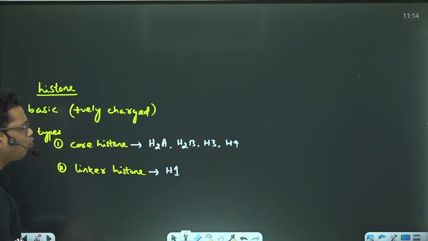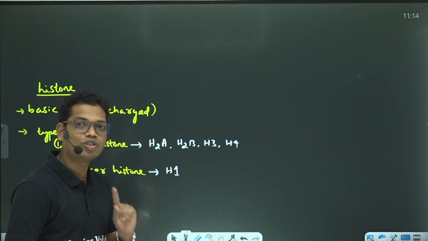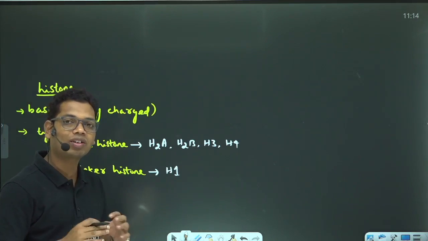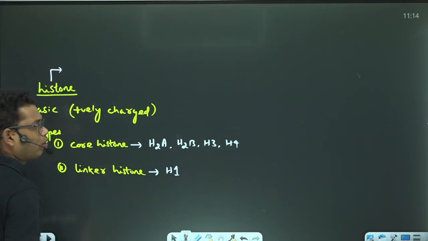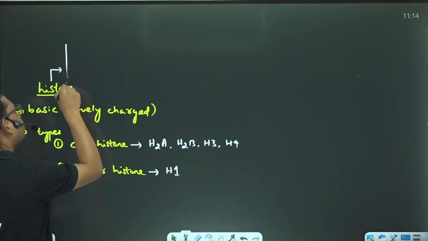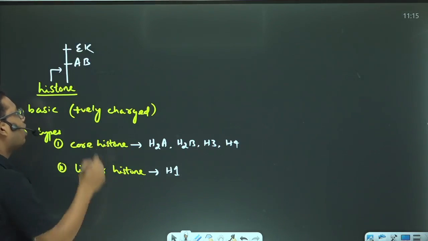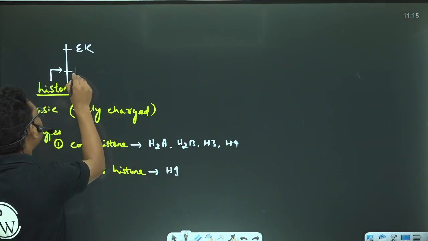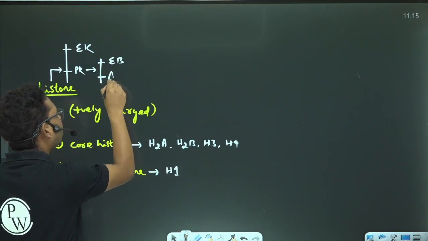Okay. And remember one thing, that when you talk about the occurrence of the histone protein, then histone proteins are present only in the eukaryote, not in the prokaryote. But this statement is completely not correct. Why? Because the prokaryotes are basically classified into two groups. What are those? One is archaebacteria, for which I'm writing AB, and second is eubacteria, for which I'm writing EB.